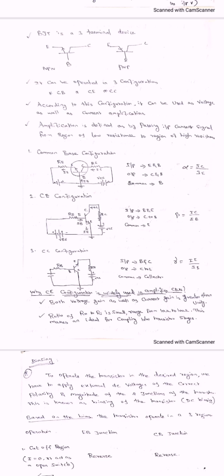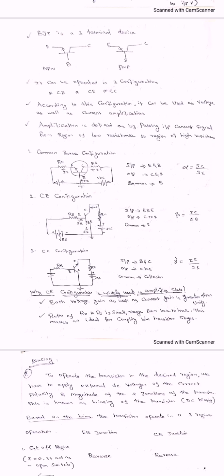So by passing the resistance from low region to high region, it transfers the resistance from low region to high region. That's why it's called a transistor. Transfer the resistance from low to high. That's why it's called a transistor. So this is the diagram of common base configuration.